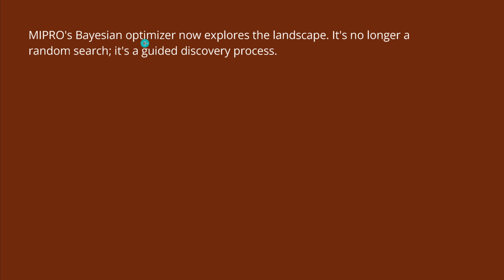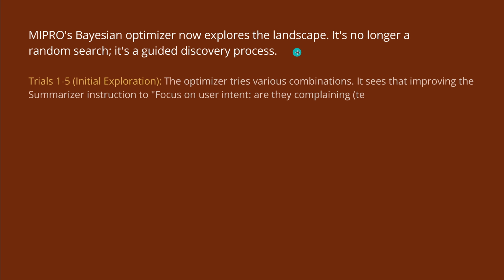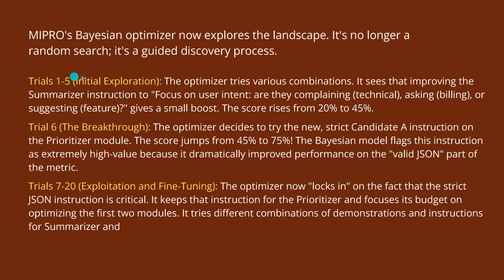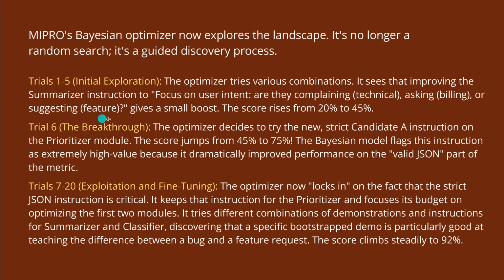So MIPRO's Bayesian optimizer now explores the landscape. It is not a random search. Never say that it's a random search. It's a guided discovery process here in DSPy. And here you have trials 1 to 5, and then trial 6, the breakthrough, and then trials 7 to 20 are a fine-tuning. You just have to find a solution.